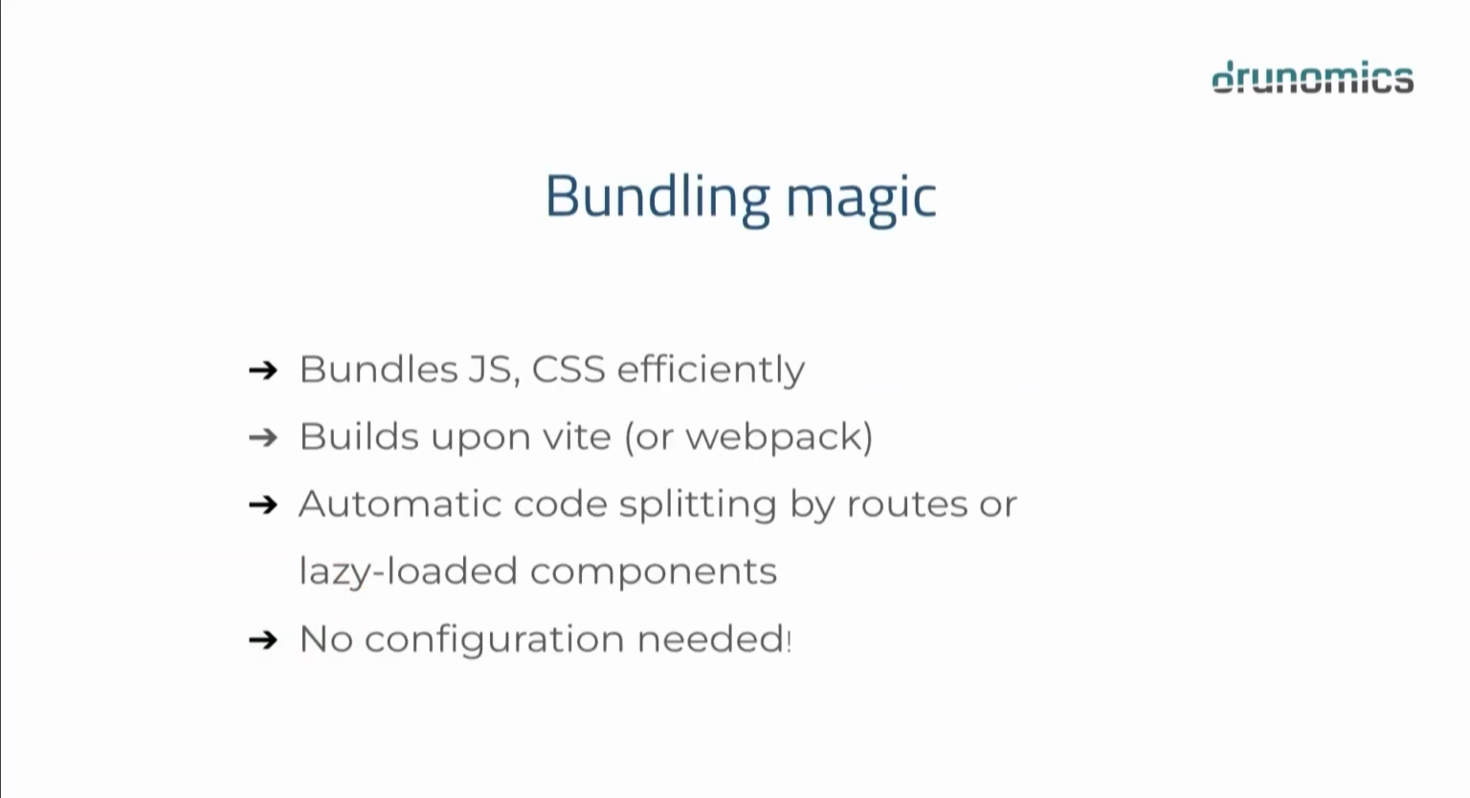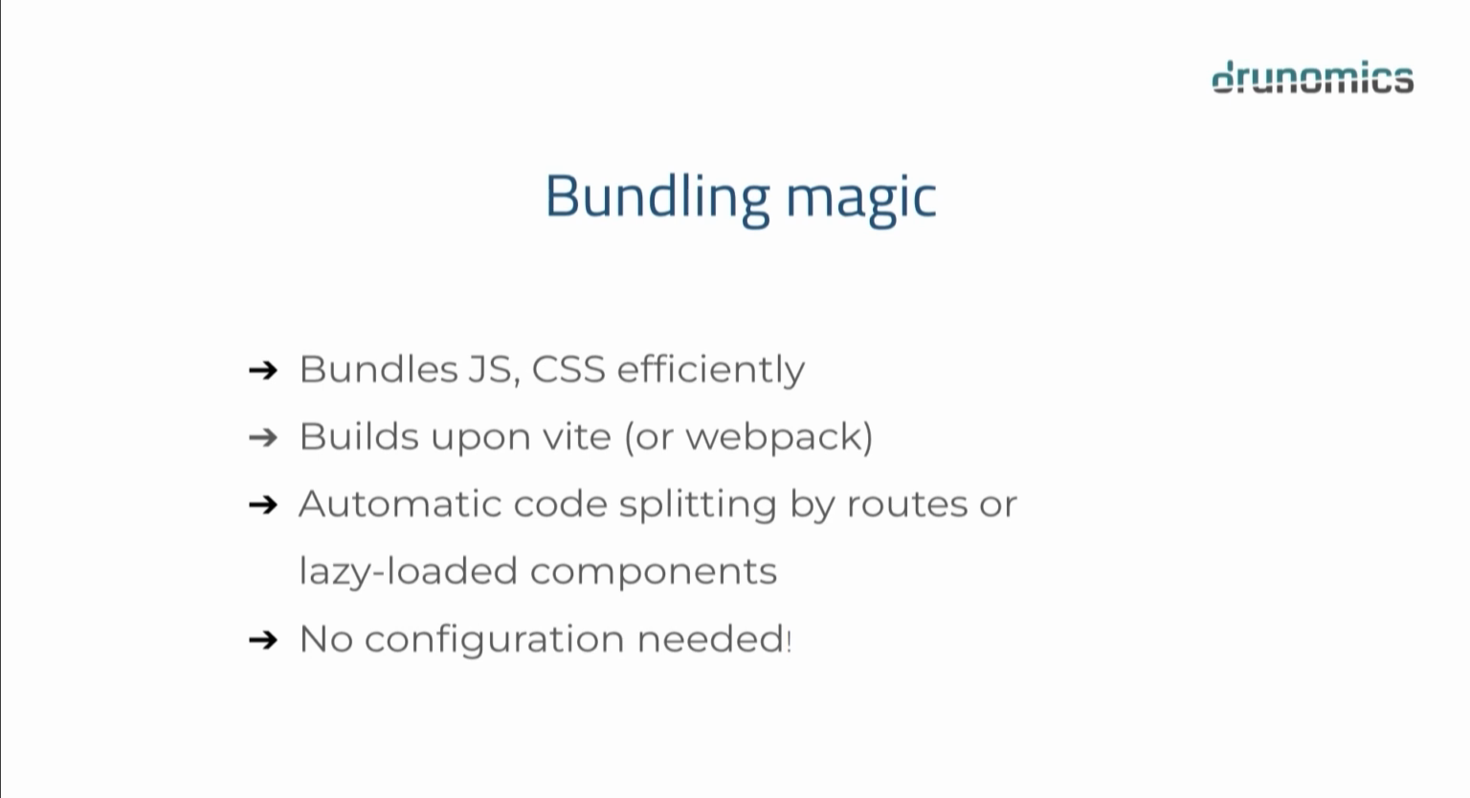First off, something which is done behind the scenes for you is the bundling magic. Nuxt bundles the JavaScript and the CSS efficiently, so the generated markup and HTML application is performant. It does that by using Vite by default, or you could also opt to use Webpack. But the nice thing is it abstracts that away for you, so you don't have to take care of configuring Vite usually, unless you want to customize it. It's just really good, production-ready configured out of the box.